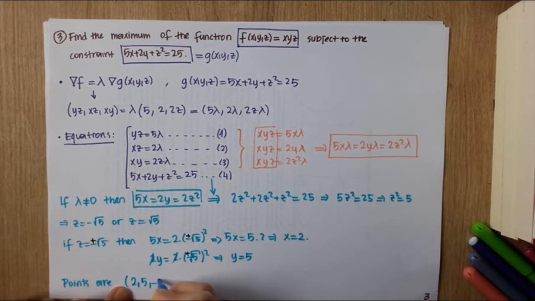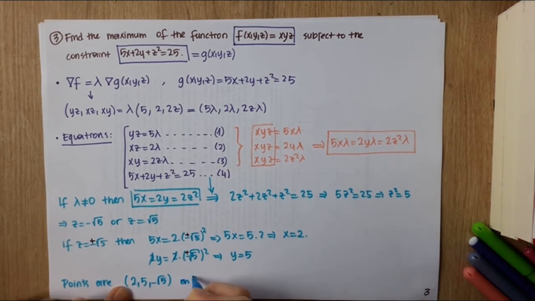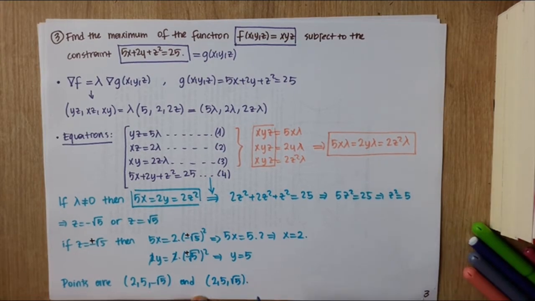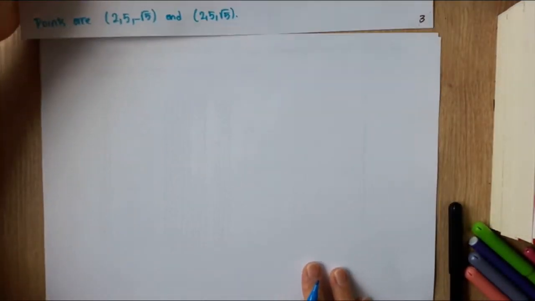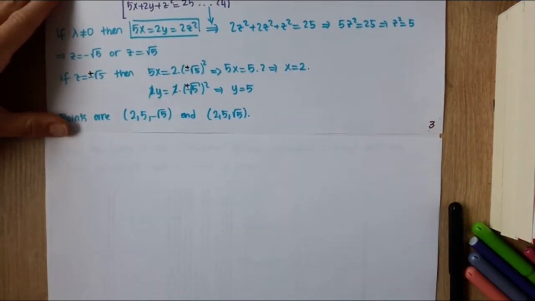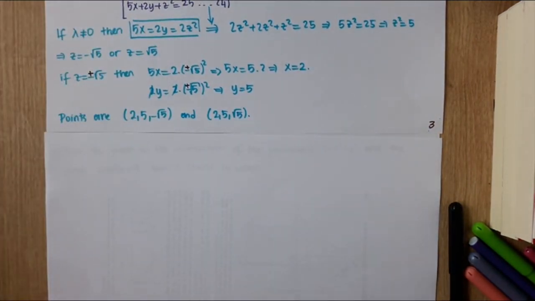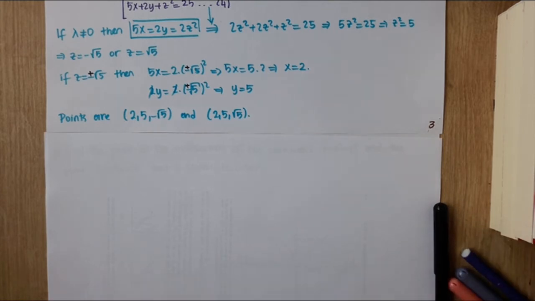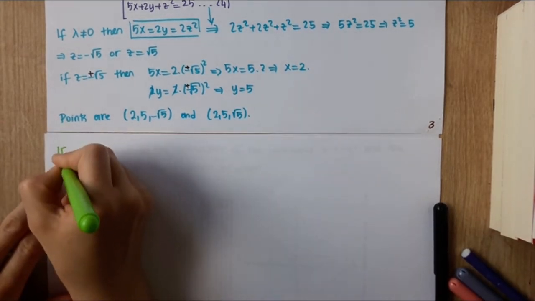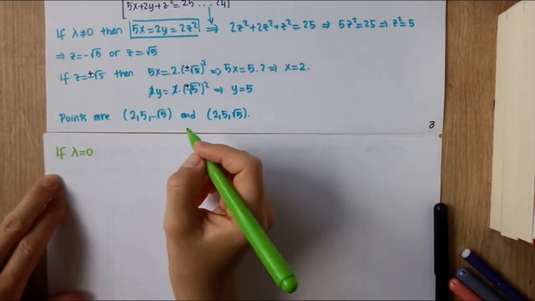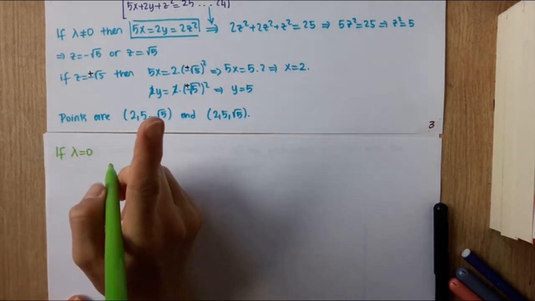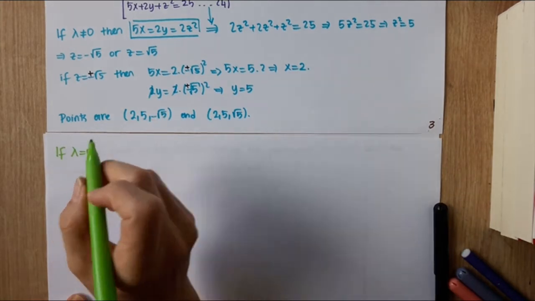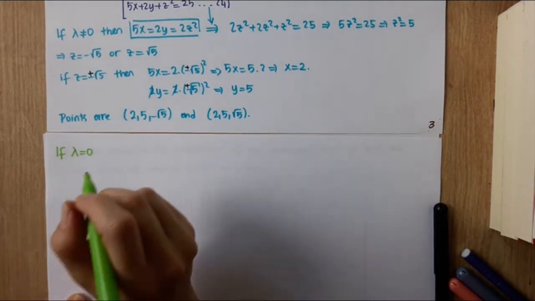2, 5 minus square root of 5, and 2, 5 square root of 5 are the points. Okay, so what if lambda is 0? If lambda is 0, from the first, third and second equation, we will have the following results.